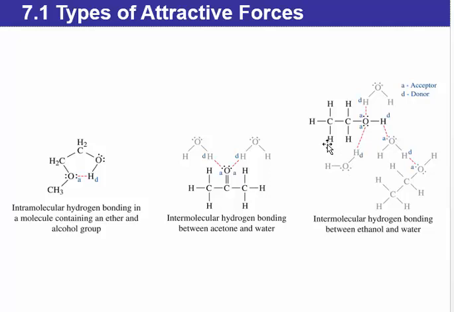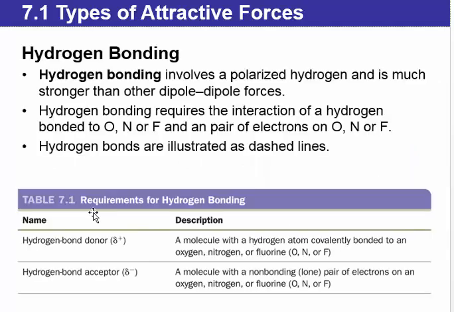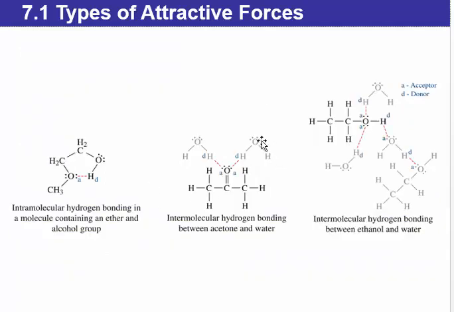Now notice that each of these molecules has hydrogen bonded to carbon. These hydrogens will not engage in hydrogen bonding. For hydrogen bonding to occur, it must meet this very strict criteria where the hydrogen is covalently bonded to oxygen, nitrogen, or fluorine.